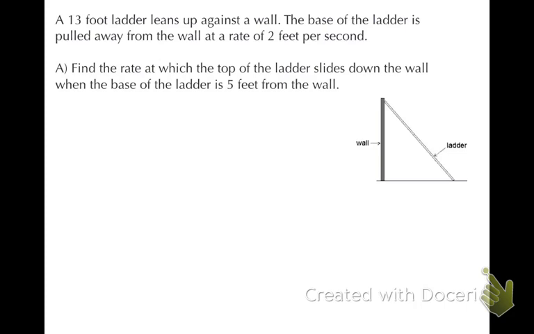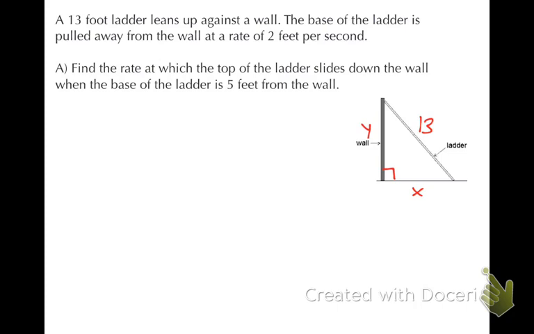So a 13-foot ladder leans up against a wall. The base of the ladder is pulled away from the wall at a rate of 2 feet per second. The question says, find the rate at which the top of the ladder slides down the wall, because the base is being pulled out. Find the rate at which the top of the ladder slides down the wall when the base of the ladder is 5 feet from the wall.